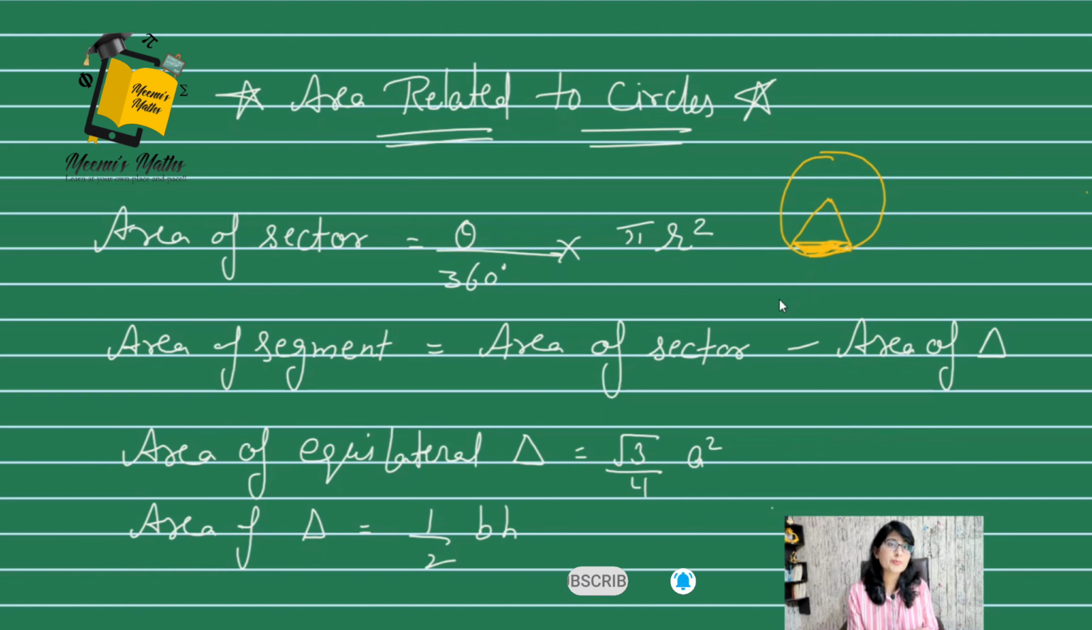For the shapes of sector and segment, go to my other video. Area of equilateral triangle, that is root 3 by 4 a square. Area of triangle, that is 1 by 2 multiply base multiply height.